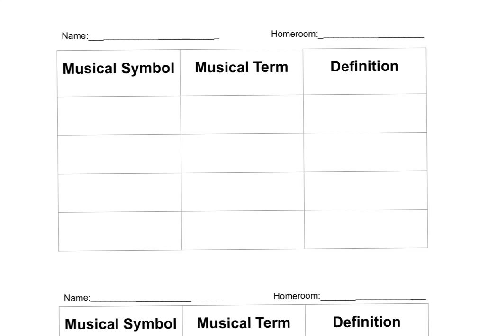Two things as we get started. If you don't have a printer, just write everything I write in blue. And if you do have a printer, don't worry, you don't have to do it twice. Just fill out the top chart.